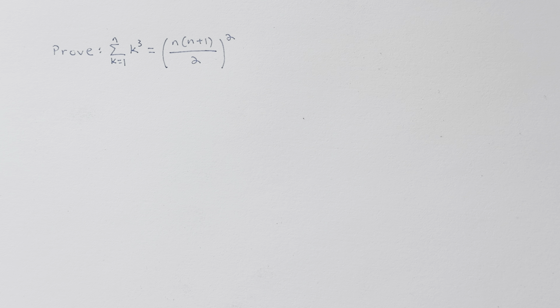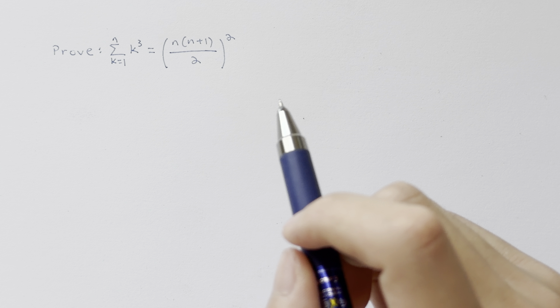In this video, we want to prove that the summation of k cubed from k equals 1 to n is equal to n times n plus 1 divided by 2, squared. To do this proof, we can use induction. So we can start with the base case here.